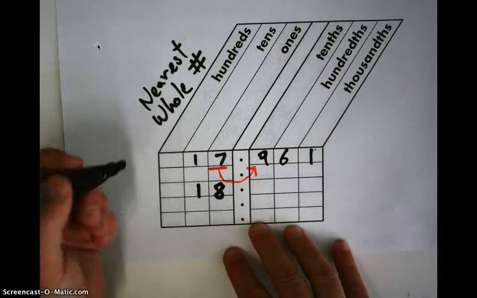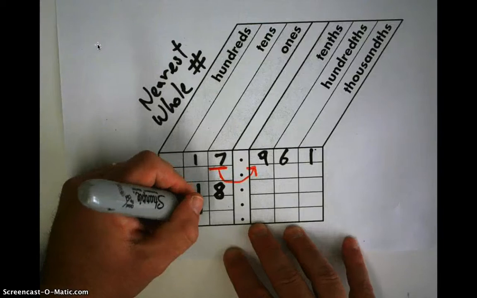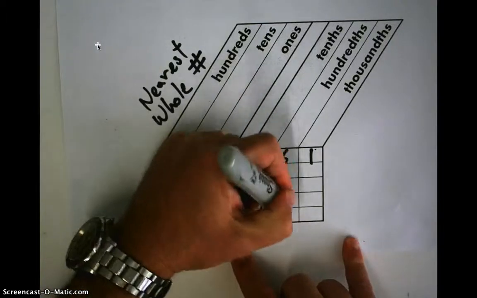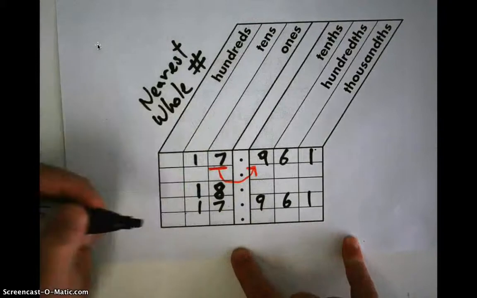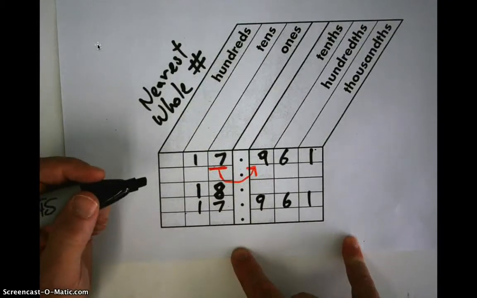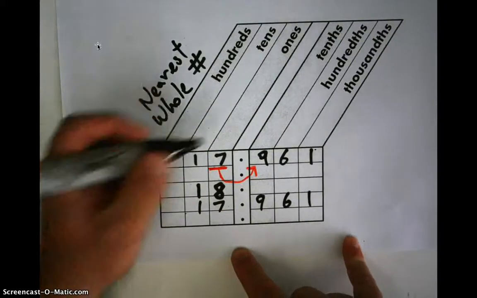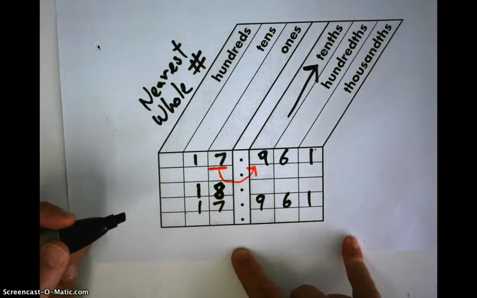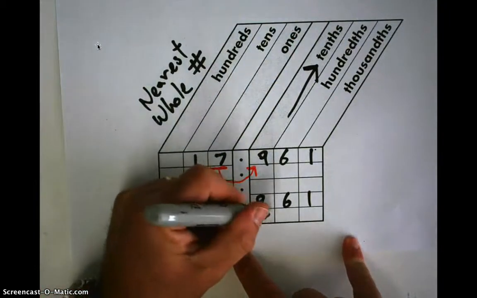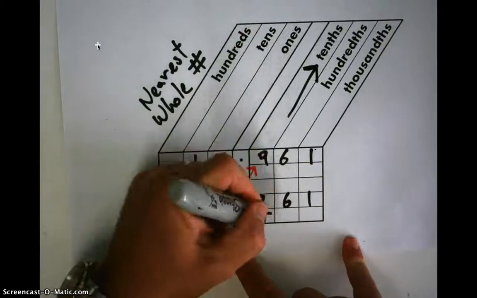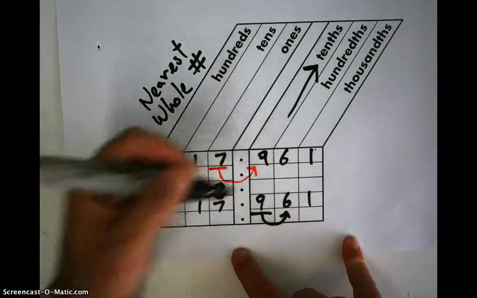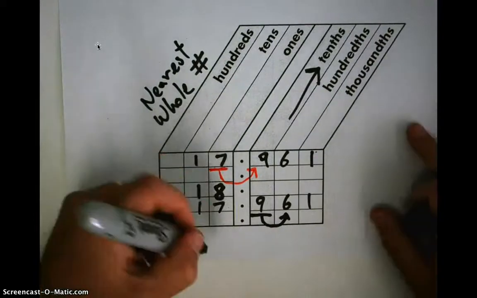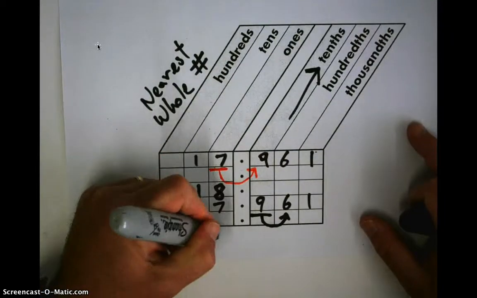All right, let's try another one here. What if I do, again, 17 and 961 thousandths, but now they want it rounded to the nearest tenth. So again, I have to think place value. Well, here's my tenths place, right? You look at the tenths place, and look at the next space over. It's a 6. If it's a 6, what do I do? I round up. So my 17 stays the same.